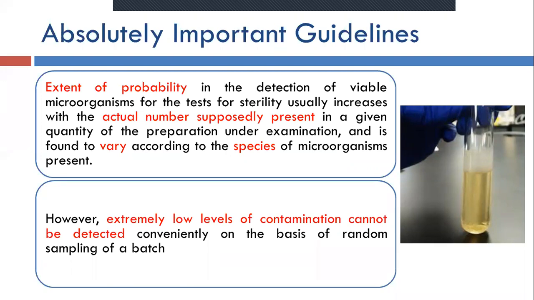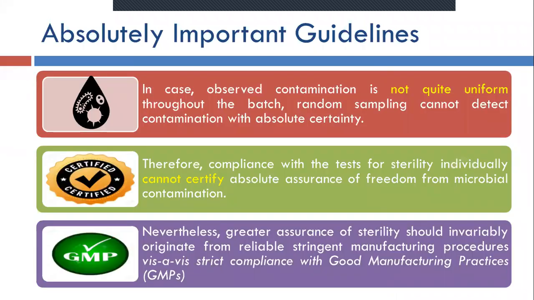So sampling is very, very important here. How this sampling will represent the whole lot, we'll come to that later. In case the observed contamination is not quite uniform throughout the batch, random sampling cannot detect the contamination with absolute certainty. If those 10 bacteria are remaining in one place or are being distributed, it all depends. So random sampling cannot detect the contamination with absolute certainty.